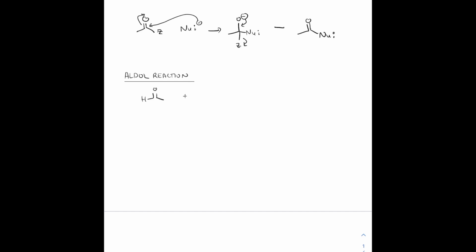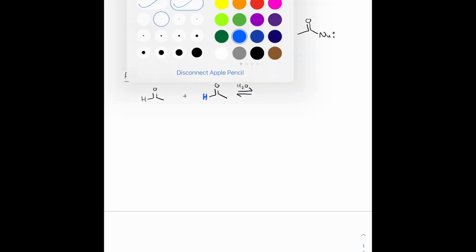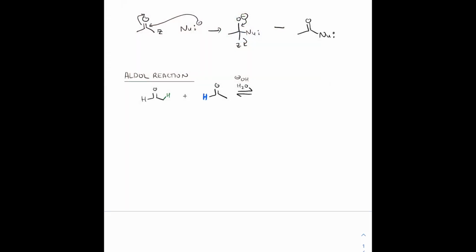So let's say we had an aldehyde and another aldehyde of the same structure, and we have them in the presence of hydroxide and water. What I want to do is highlight the various hydrogens in the two aldehydes of the same structure, but we want to focus on where these are going to end up in the end. The hydroxide is going to remove the alpha hydrogen to form the enolate, and that enolate, remember, is the nucleophile that can attack an electrophile.